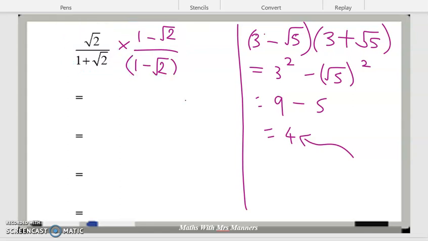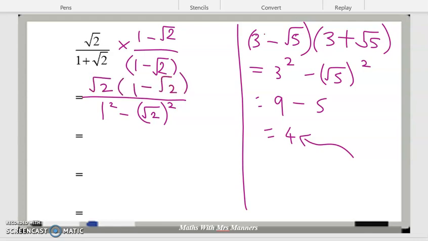So now that we've got a difference of 2 squares on the bottom, the easy way to expand that would be first term squared minus the second term squared. Now hopefully some of you are getting better at doing that in your head. You don't have to write 1 squared minus root 2 squared. If you can see that that's 1 minus 2, that's fantastic. And then on the top we're going to have root 2 outside of 1 minus root 2.